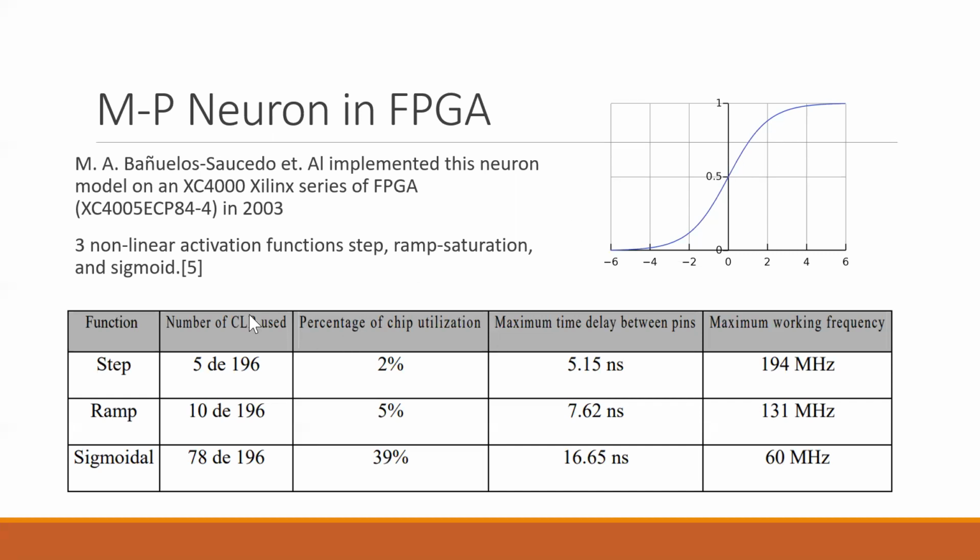So what we realize is that when we implement a step function, we only use 5 out of the 196 control logic blocks, and we only use 2% of the total chip utilization, and the maximum delay is 5.15 nanoseconds, and the working frequency is really high at 194 megahertz.